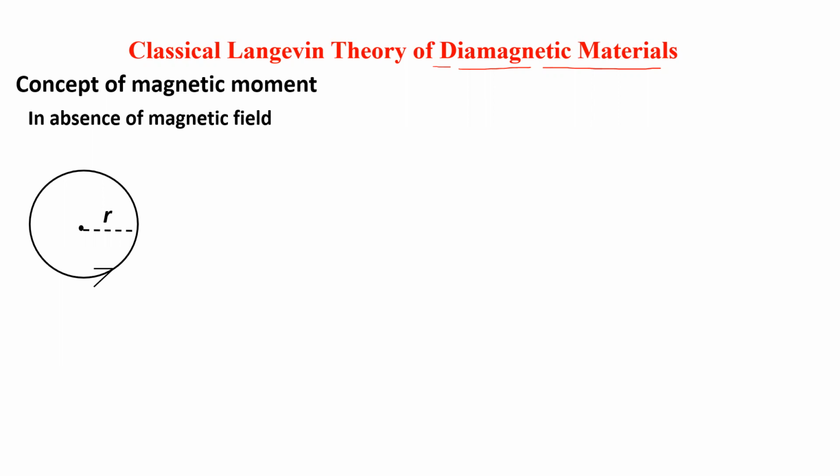Here an electron orbit is considered equivalent to a current carrying loop, because if you consider this orbit in absence of the magnetic field, this circular orbit can be assumed to be equivalent to a current carrying loop, because the electron, a charged particle, is revolving in this orbit, and we know that the rate of change of charge is nothing but current, and therefore we can assume this closed orbit as a current carrying loop.